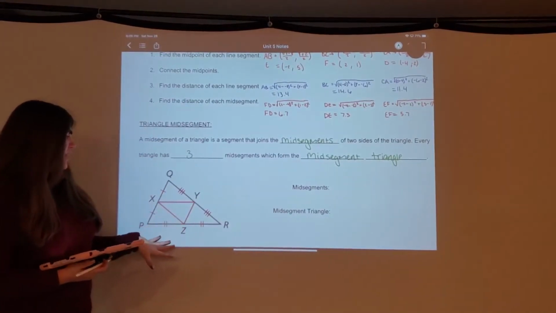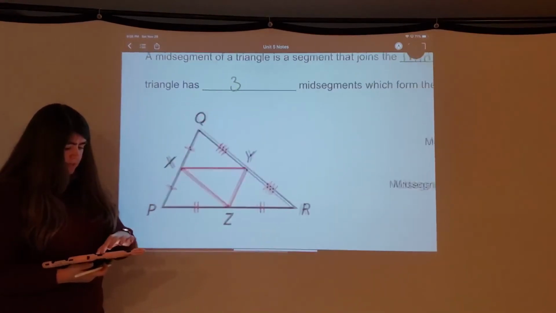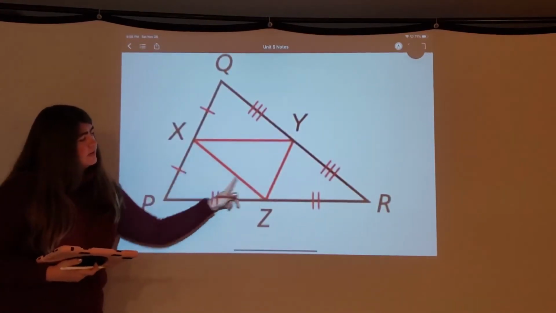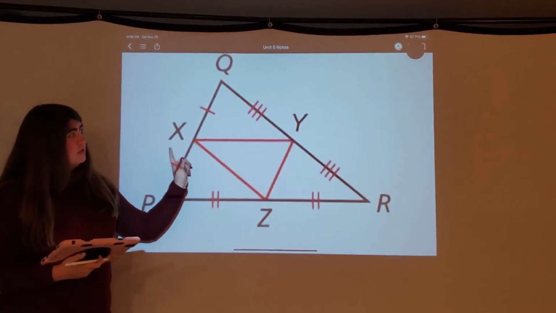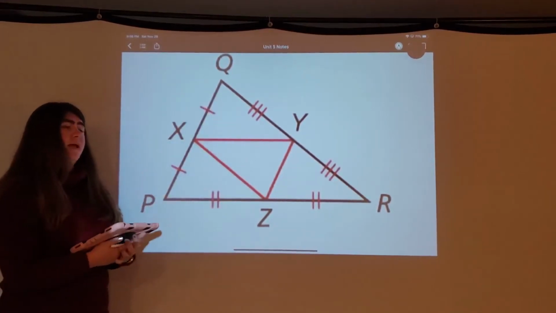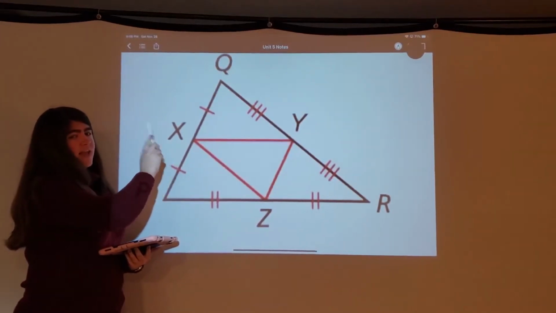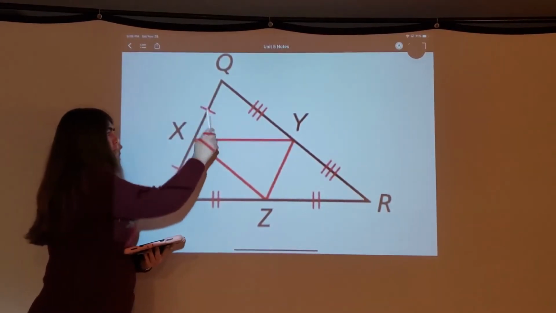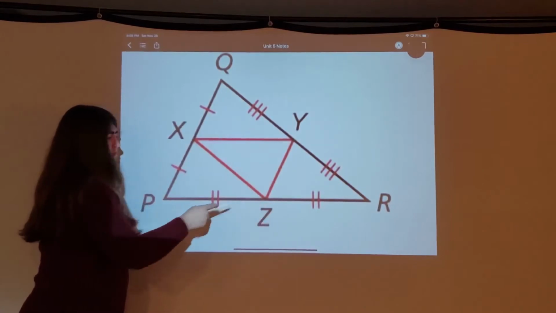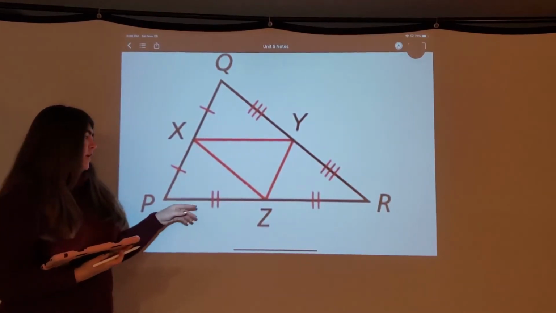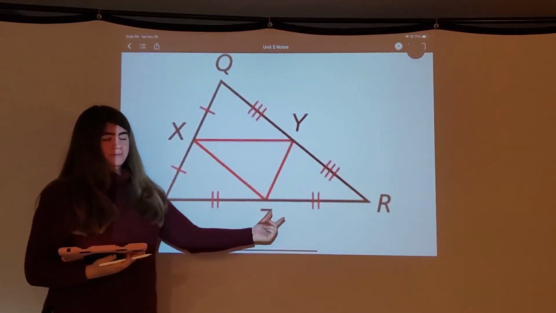Alright, so in this image here, the red is our mid-segment triangle, and the black is our original triangle. And I know it's a mid-segment triangle because the endpoints are at exactly the middle of each of the original triangle's segments. And I know that because of the tick marks.